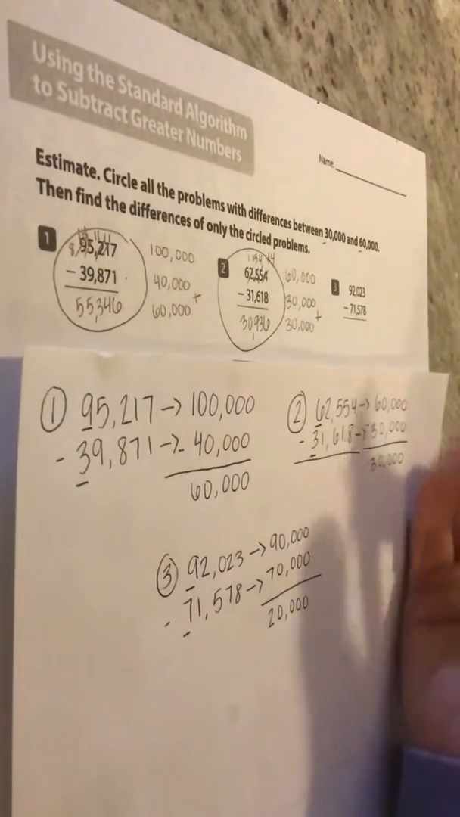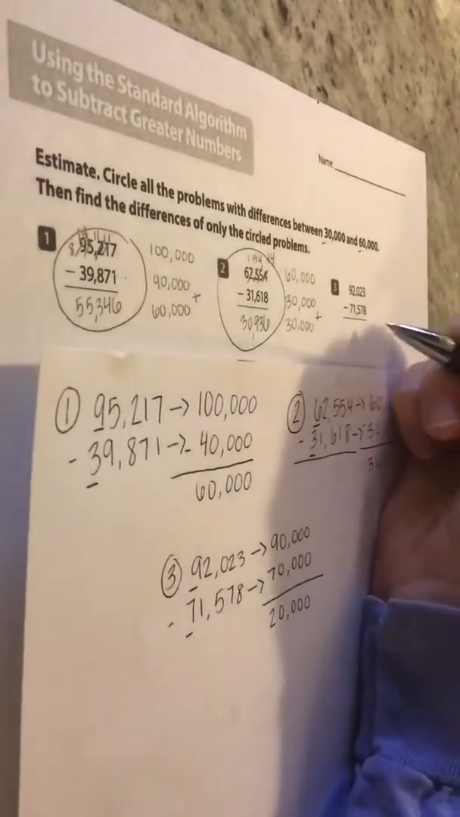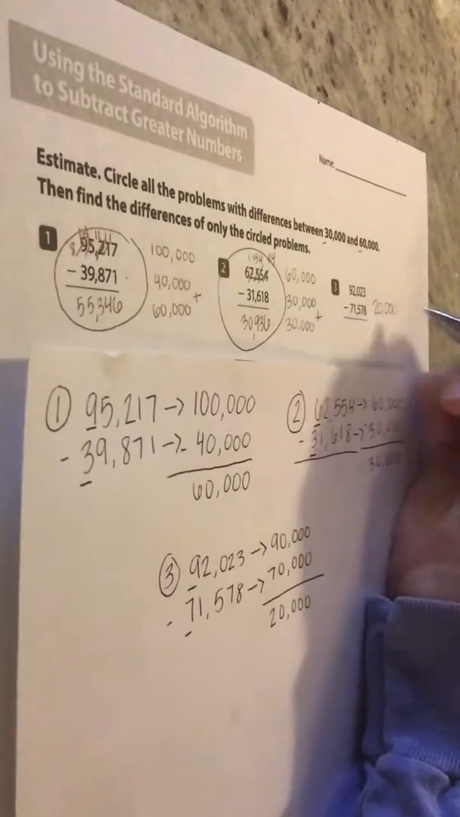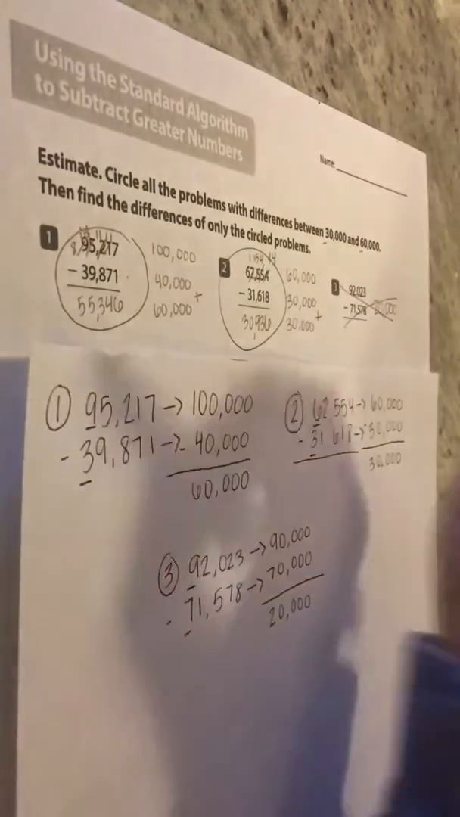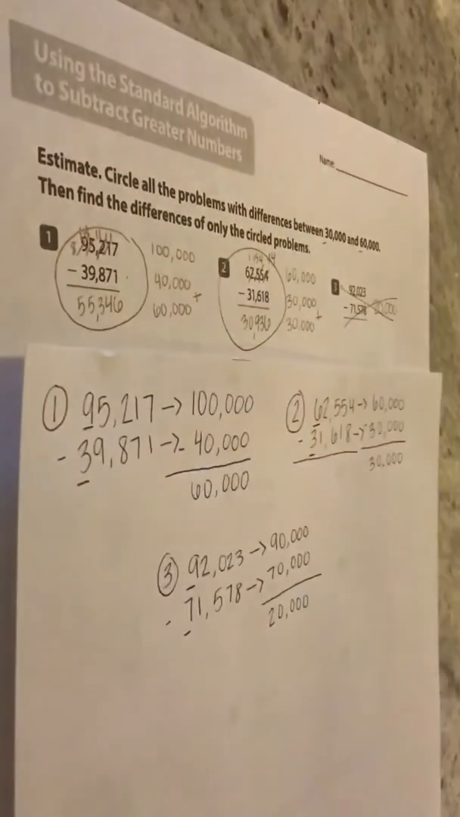This is not in between 30,000 and 60,000, so I don't circle this one. I could write 20,000 under it or beside it, and then that's all I have to do. I don't have to find the actual difference. I would only do that for the problems that I circled.